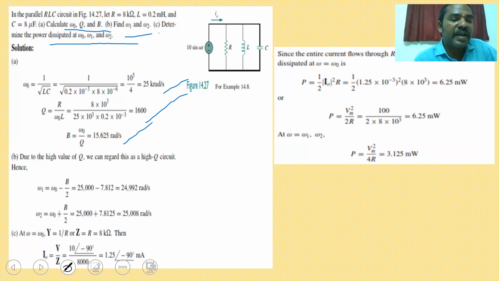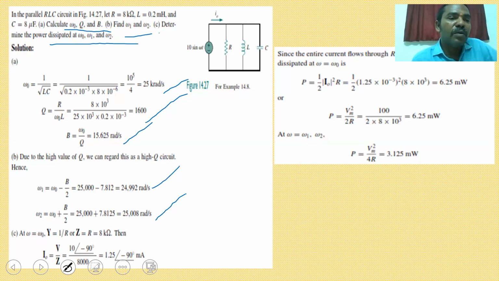15.625 radians per second. Then the lower and upper half power frequencies: omega 1 is equal to omega naught minus bandwidth by 2. Similarly omega 2 is omega naught plus bandwidth by 2. So we are getting omega 1 as 24.992 kilo radians per second and omega 2 as 25.008 kilo radians per second. So these are omega 1 and omega 2 values.